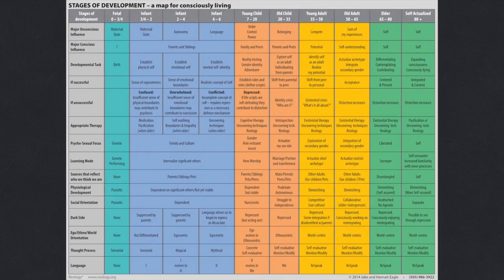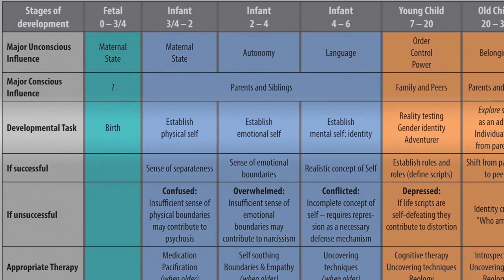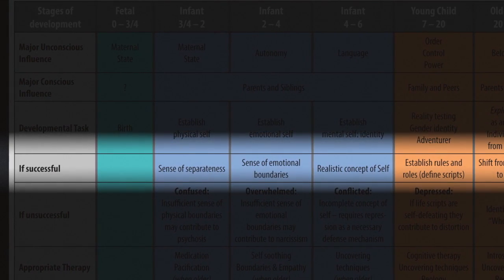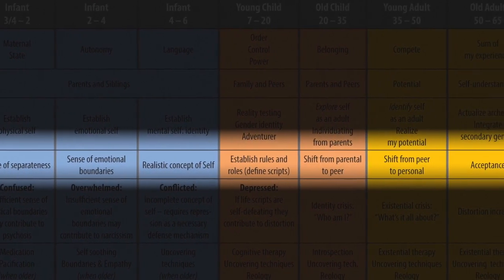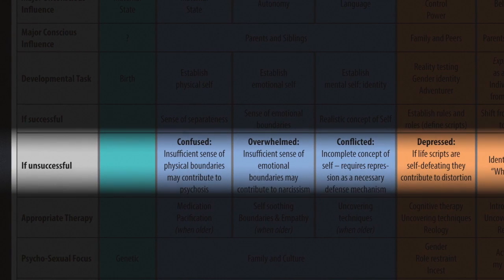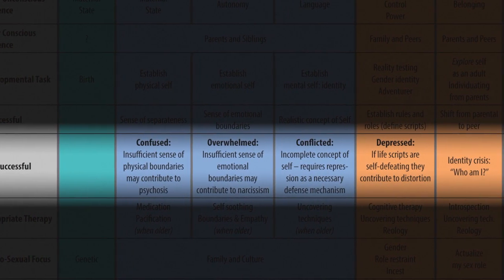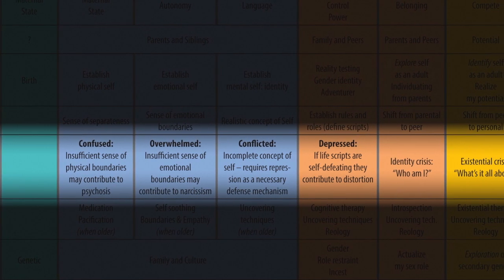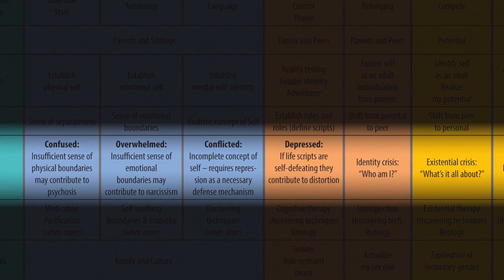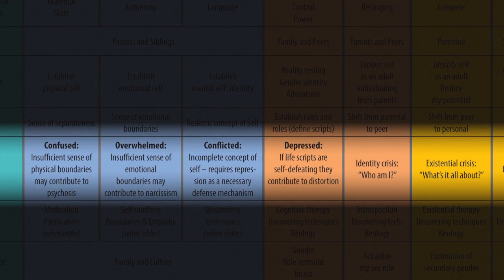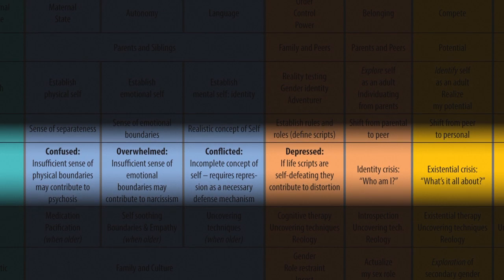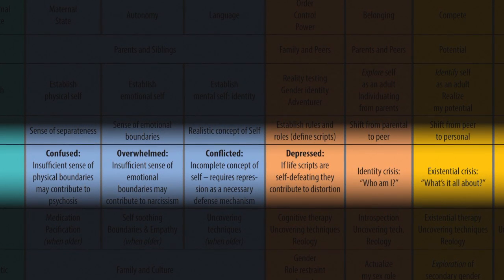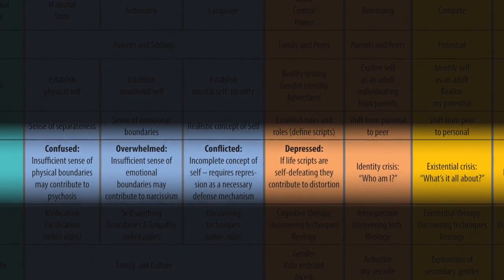In each stage of development, we have one or more developmental tasks. If we're successful in completing our tasks, then we move forward with very few impediments in our lives. If we're unsuccessful completing some of our tasks, and by the way, none of us are 100% successful in completing all of our tasks, we move forward, but we have certain limitations or holes in our development. These holes show up in our lives. This is what's happening when we feel confused or overwhelmed, conflicted or depressed. And later in life, they show up as an identity crisis or what's known as an existential crisis.